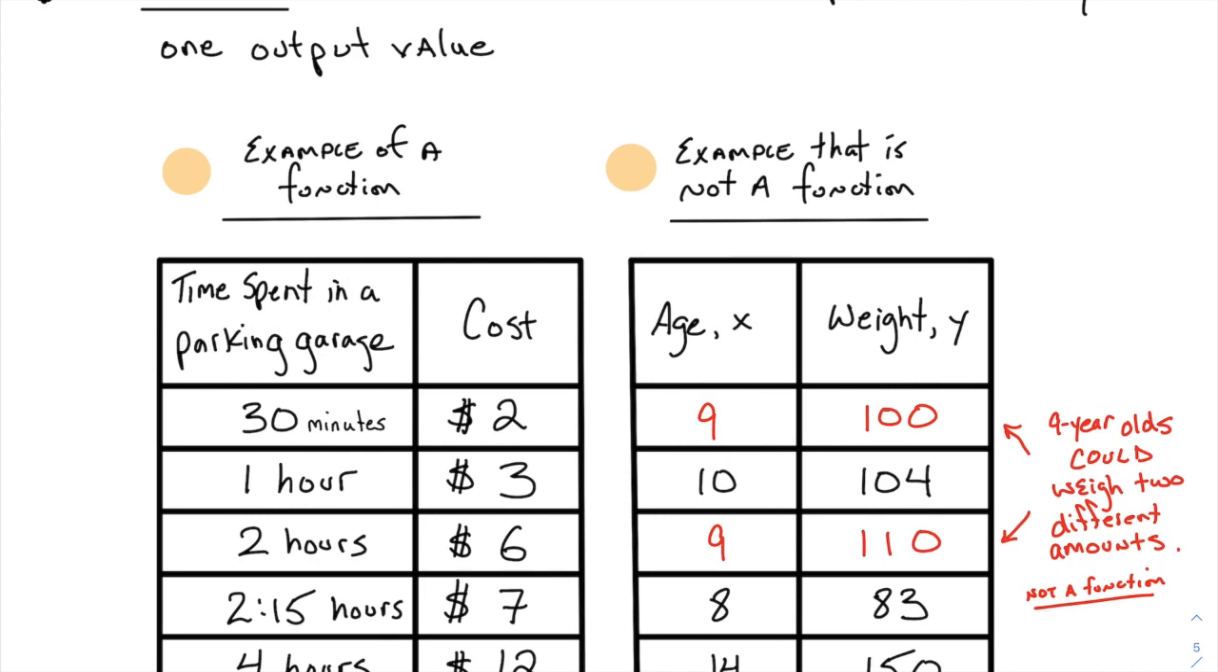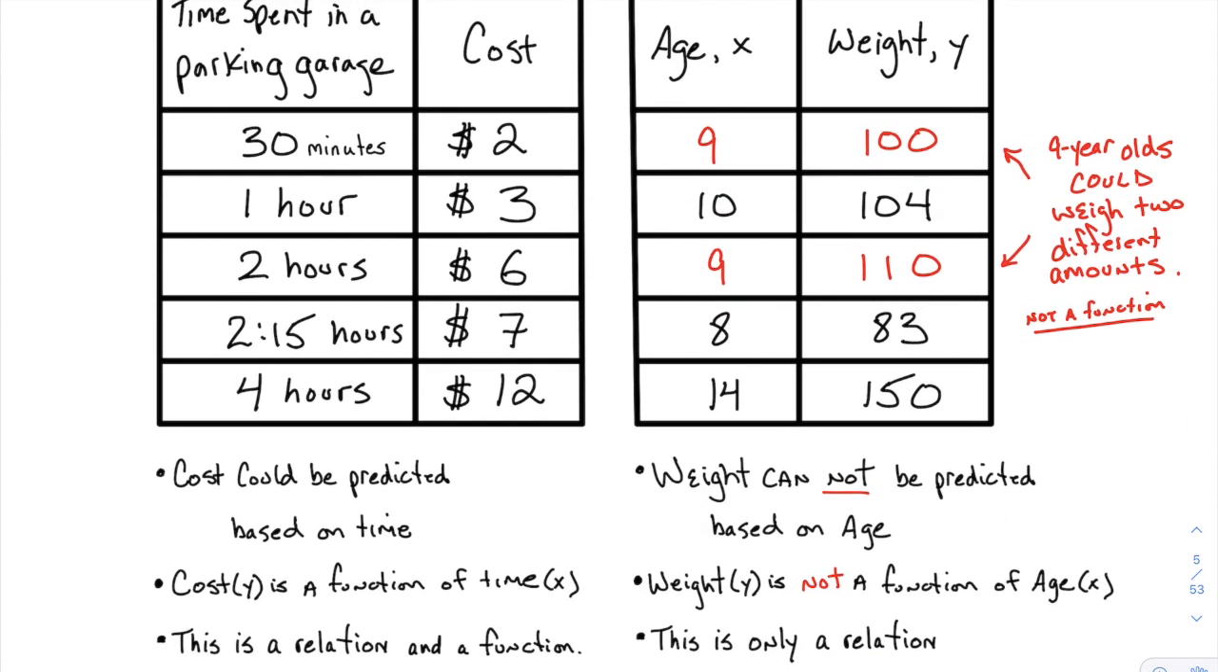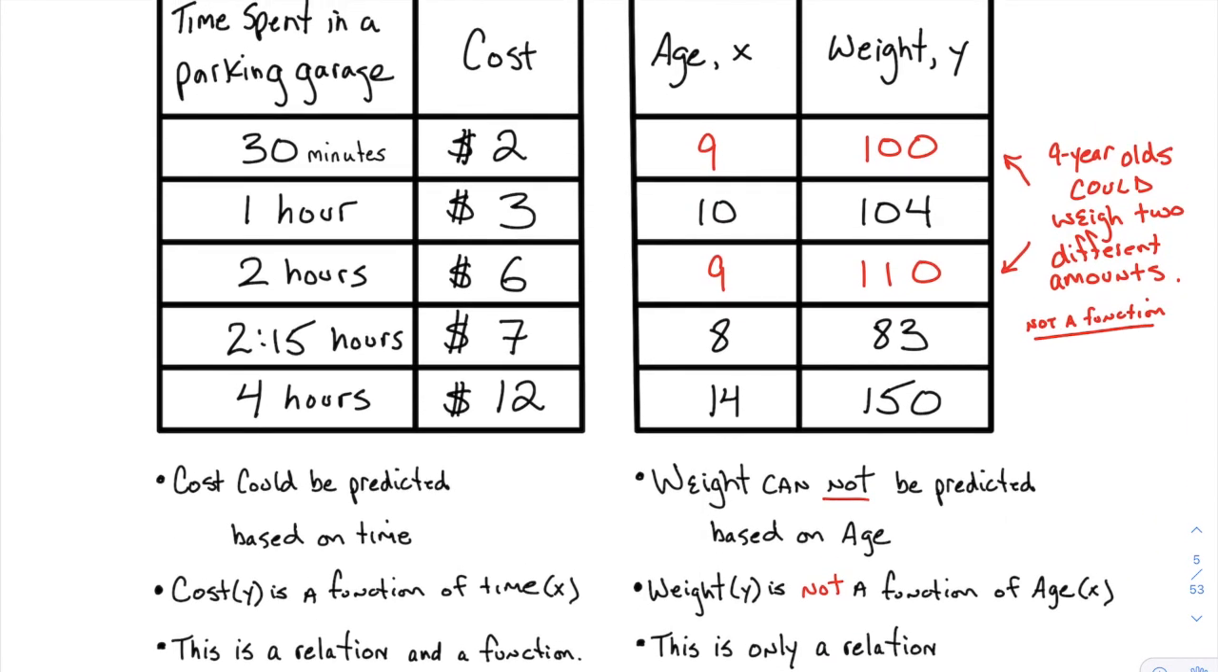So look at what I have written below each of these two tables. The table on the left is a function. I wrote down that cost could be predicted based upon time. Cost is a function of time. Notice how I said the second value is a relation of the first value. Cost is a relation of time. This relation is a function. It's both a relation and a function.